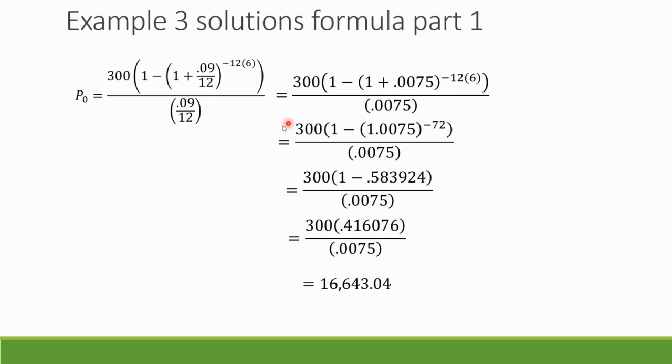So we have this. We have 1 plus 0.0075. That's what this is. We also handled the exponent: negative 12 times 6 is negative 72. Now, what is 1.0075 raised to the negative 72? That's where a calculator comes in. It turns out to be this.